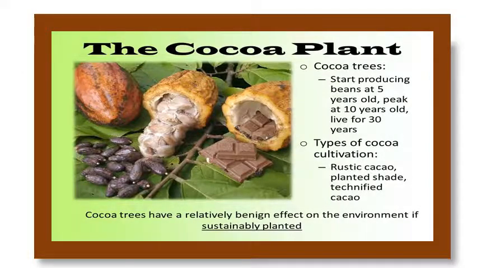There are several types of cacao trees. The type most commonly grown is called forastero. Some other types of cocoa cultivation are rustic cacao, planted shade, technified cacao, etc. Cacao trees have a relatively benign effect on the environment if sustainably planted.